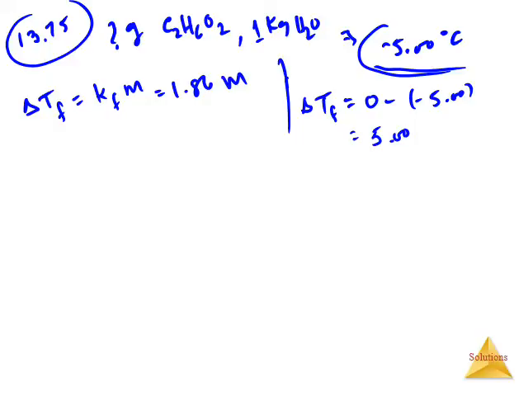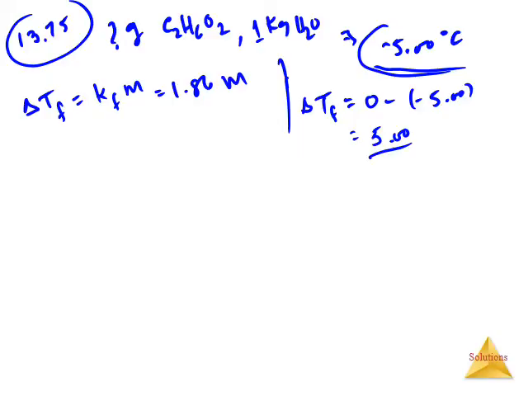Just by looking at this number, you'd know that it's depressed by 5 degrees, because freezing temperature is 0 degrees. If it's depressed by 1 degree, it becomes minus 1. Depressed by 5 degrees, it becomes minus 5. So just simple observation would lead you to the same answer. The freezing point is depressed by 5 degrees. Depressed means going downward, so make sure you don't get confused between depression and elevation. Elevation means going upward.